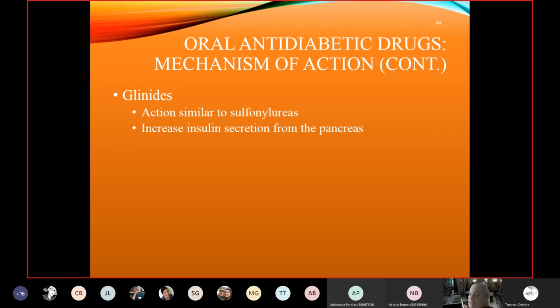Contraindications and interactions are the same or similar to sulfonylureas.